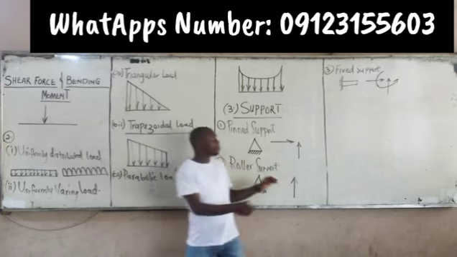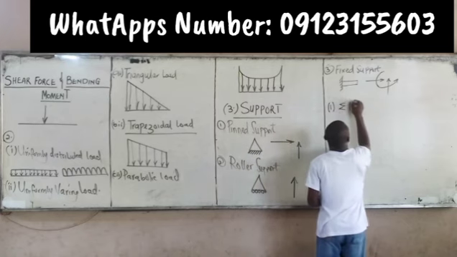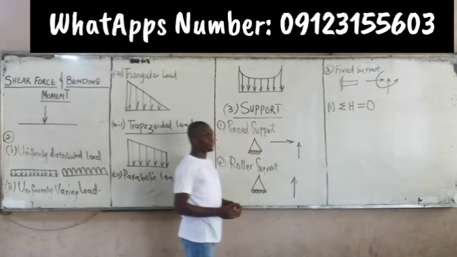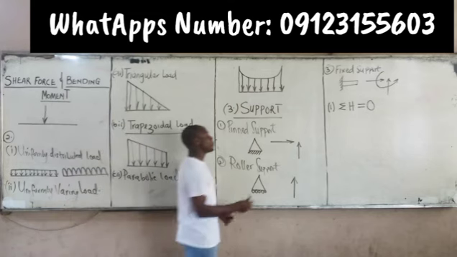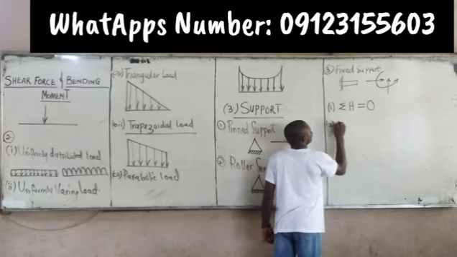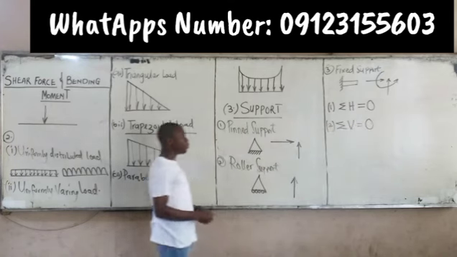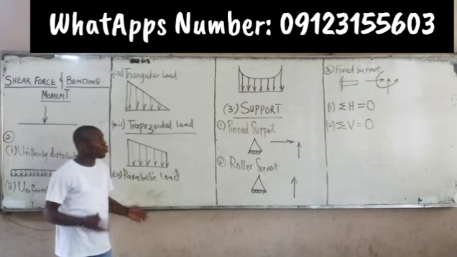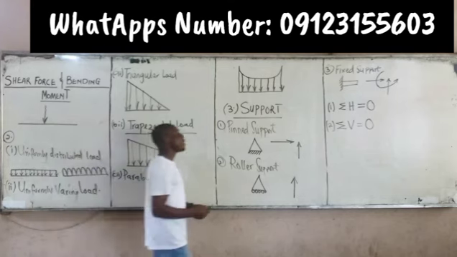Number 1, summation of the horizontal components must be equal to 0. That's the first condition of static equilibrium. Next up, the second condition says that the summation of the vertical components must be equal to 0. The first one says the summation of the horizontal components must be 0. The second one says the summation of vertical components must be what? 0.